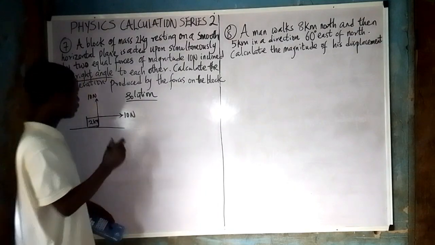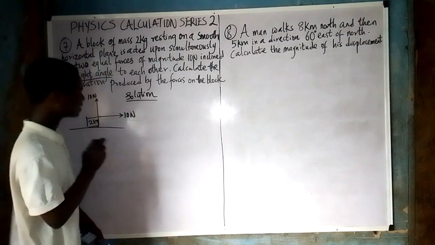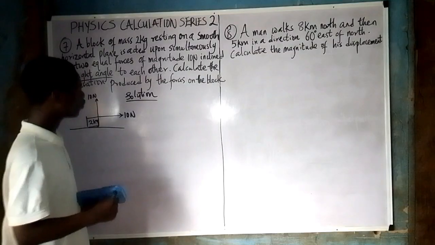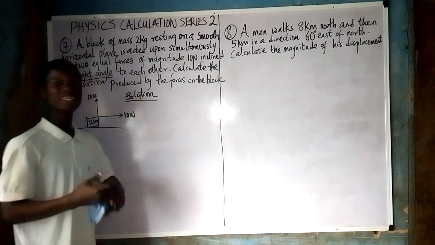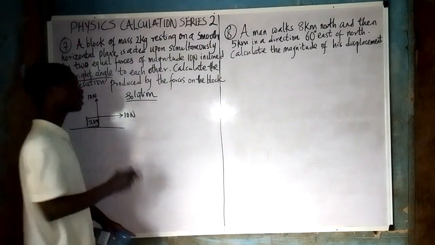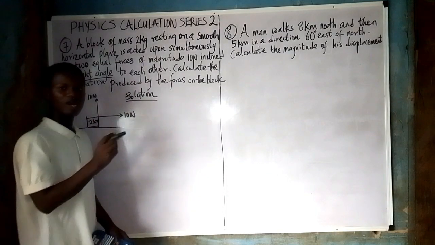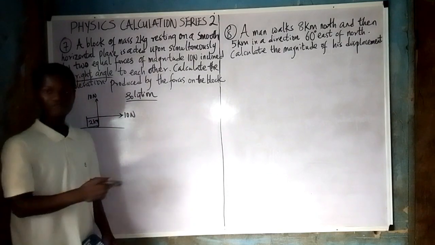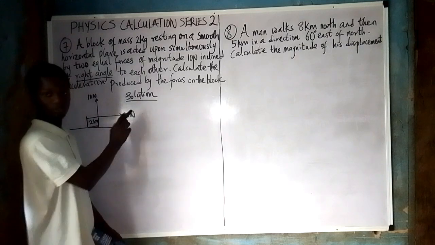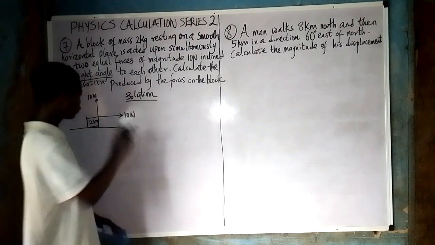Now we know that these two forces act at different angles. So for us to get acceleration, we need the net force. We know the mass. We can say F equals ma. But are we going to use this 10 or this 10 as our F? You are wrong if you pick any of these forces.